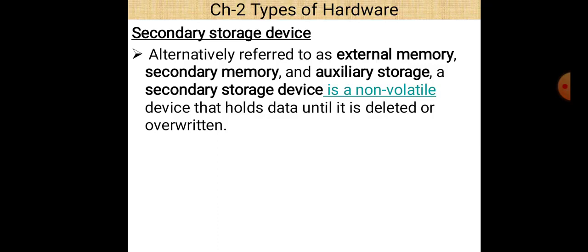So first of all, what is a secondary storage device? A secondary storage device is also called external memory, secondary memory or auxiliary memory. It is basically a non-volatile device or memory that holds data until it is deleted or overwritten. So it is a non-volatile memory, meaning permanent memory, and we can capture data into it until it is deleted or overwritten. Secondary storage is a permanent memory in a computer system, and it is a non-volatile memory.